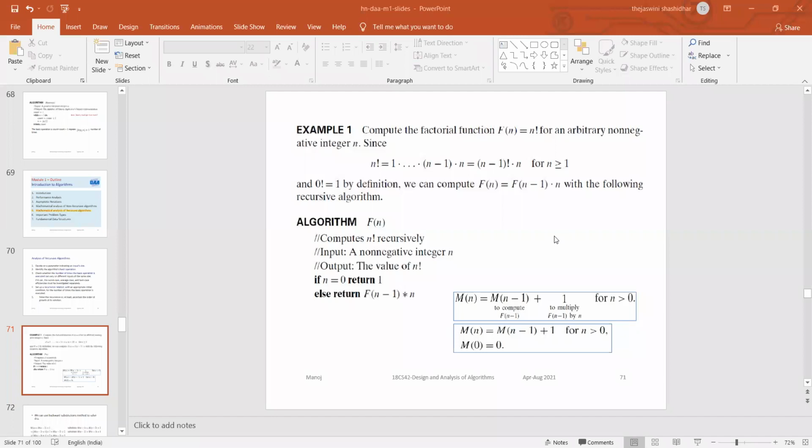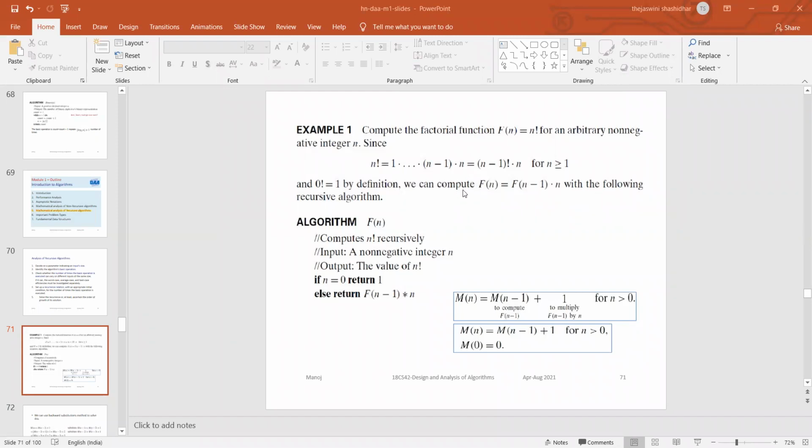It is factorial. So what is the formula for factorial, a function f of n? N factorial is equal to n into n minus 1 factorial. Keep this in your mind. The factorial is 1 dot dot dot up to n minus 1 into n. That's why we give it as n into n minus 1 factorial for n greater than or equal to 1. Understood? So 0 factorial is equal to 1.